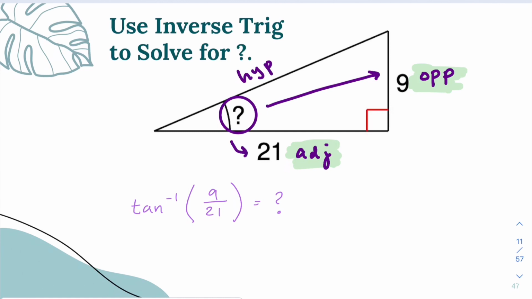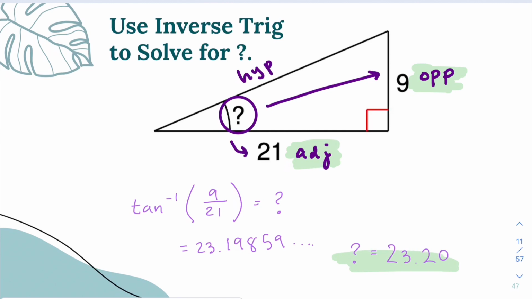Tangent inverse, which is second tan on the school calculator. 9 divided by 21, close parentheses, that's going to give us 23.19859, and so on. We will say that that angle is 23.20 degrees. Okay, so that's just a quick refresher on right triangle trig.